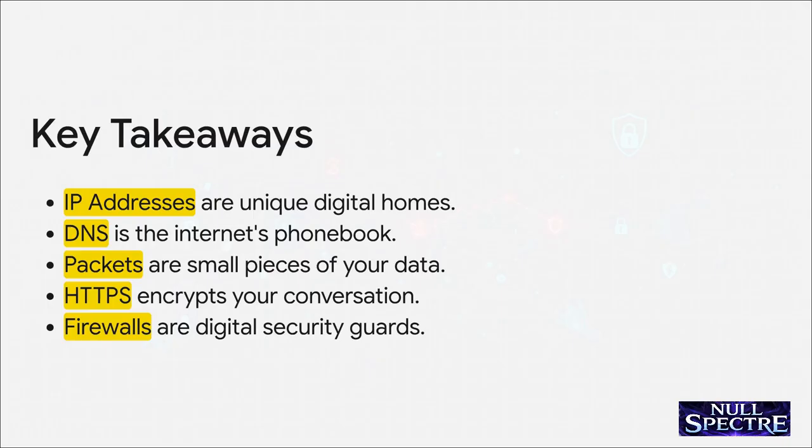So let's do a super quick recap of our journey. IP addresses are the unique home for every device online. The DNS is the phone book that turns names into those addresses. Your data travels in tiny little pieces called packets. HTTPS is the secret code that encrypts your conversation. And firewalls are the security guards protecting the destination.